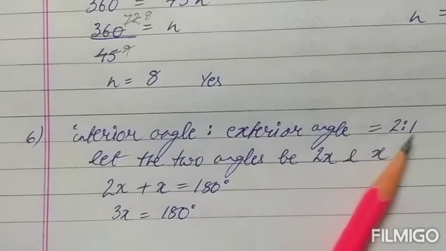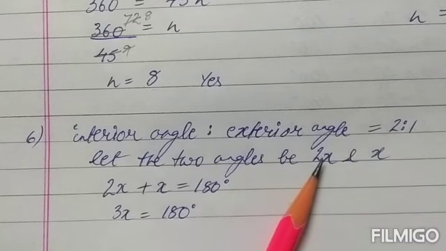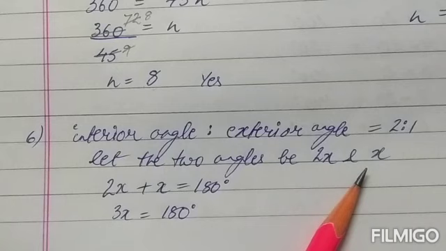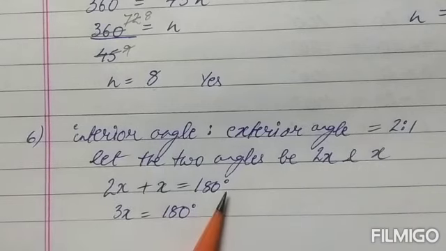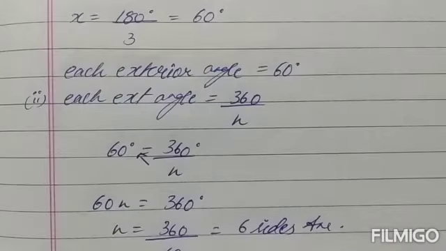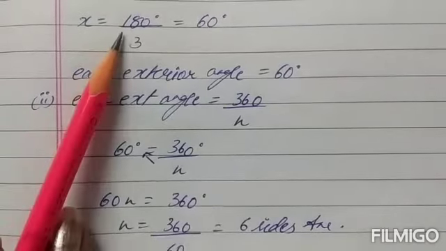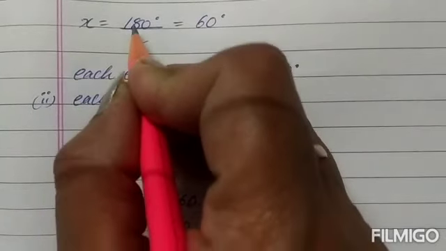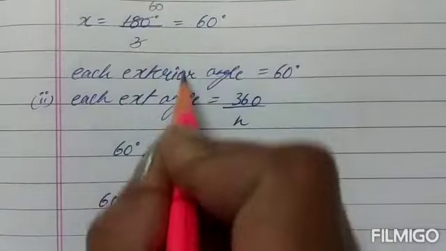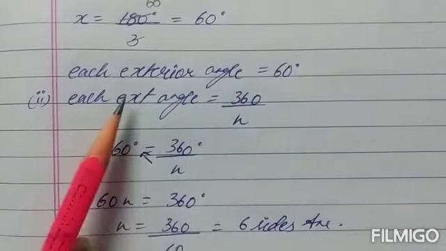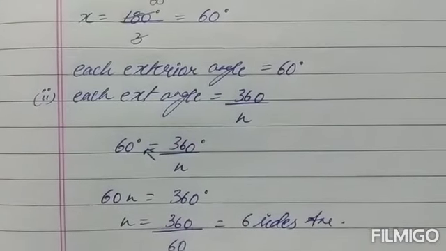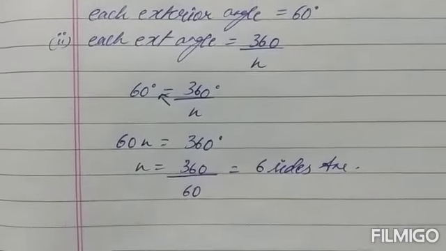But because the ratio is given, so first we will have to make use of a variable. So let the two angles be 2x and x or 1x. The sum of the two should be 180. 3x is equals to 180. Now children, in order to calculate x, what will you do? 180 divided by 3. Now this can be reduced, children. 3 ones are, and this is how many times? 60. So x, that is each exterior angle is how much? 60. Now we also have to calculate, children, number of sides of this particular polygon.